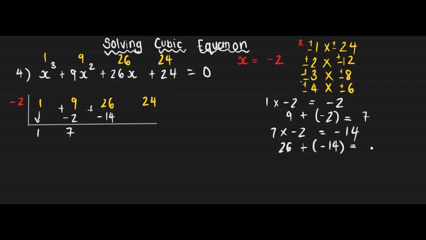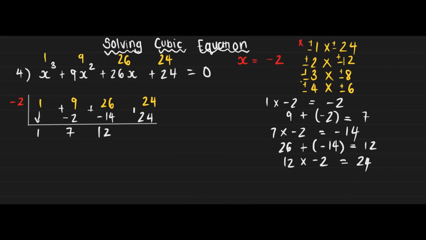And that's going to give you positive 12. So here, that's where you're going to write positive 12. Repeat the process. You're going to say 12 multiplied by negative 2, which is going to give you negative 24. Then the 24 is going to come here. Then you're going to add this 2.